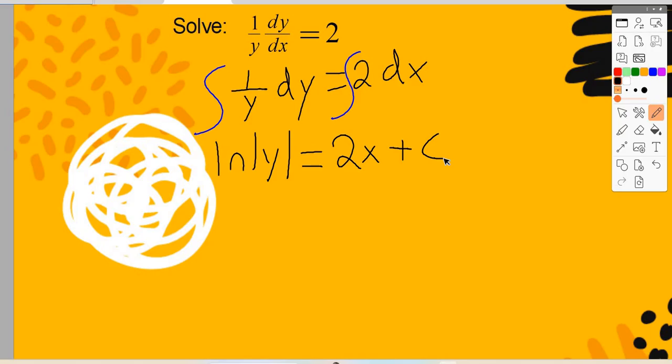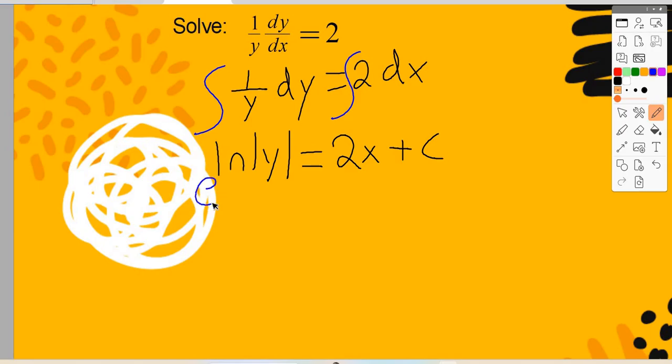In other words, what undoes a natural log? E. What do I want to do with the e? It's not really multiplying. Multiplying does not undo it. Plug it in for y? We don't want to plug it in. E to the 2x plus c.